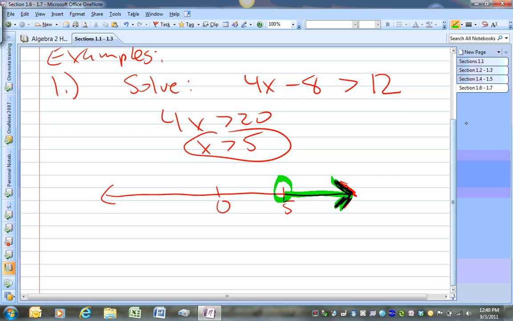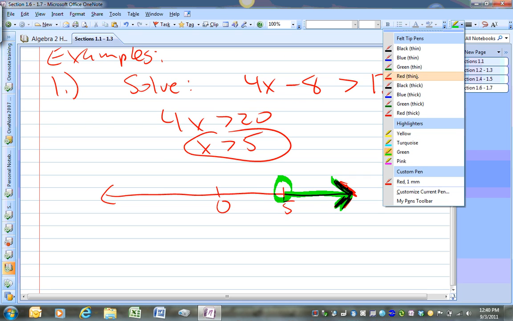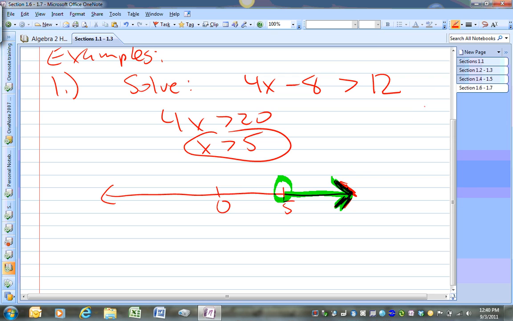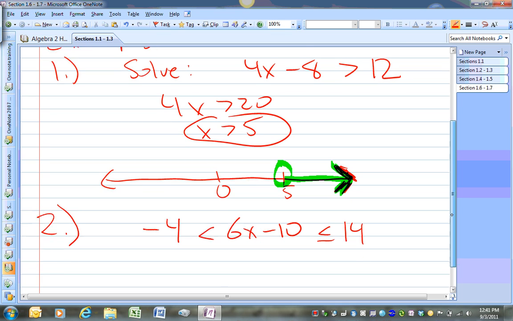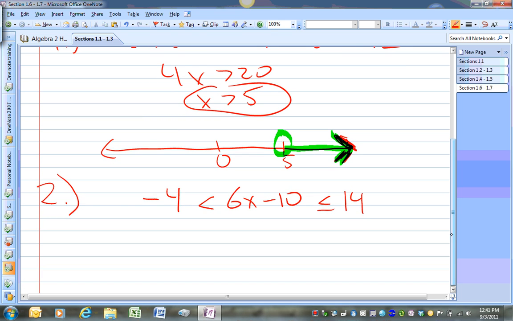We will now try another linear inequality. Number 2. Let's say you're asked to solve the following. Negative 4 is less than 6x minus 10, which is less than or equal to 14. Now this right here is actually called a compound inequality.